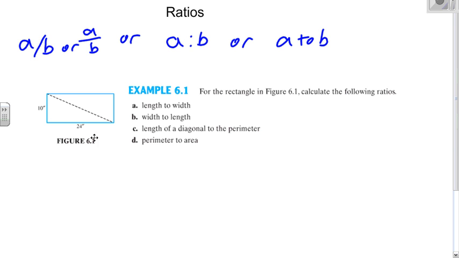So first, the length to the width. The length is 24. The width is 10. So we can say 24 to 10. Width to length would just be the reverse way. The width is 10 to 24. We could do any of these methods. I'm just doing one of each.